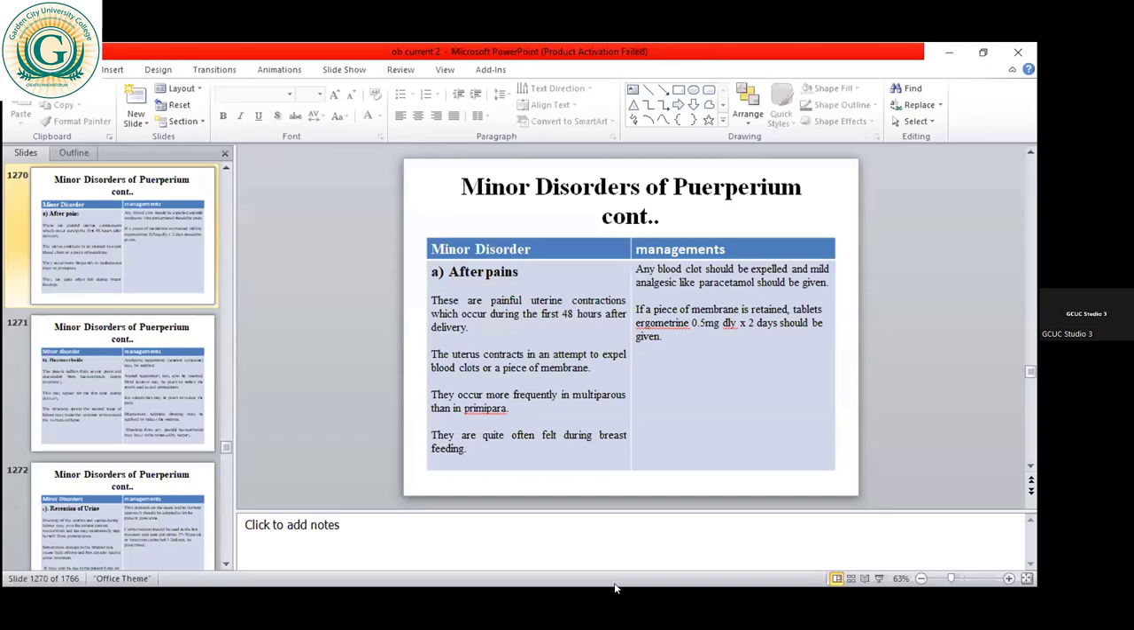That is a good sign of uterine contractions. And when the uterus is contracting very well, it will prevent what? Bleeding. So any blood clots will be expelled.